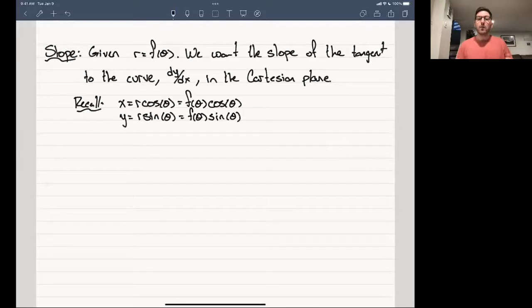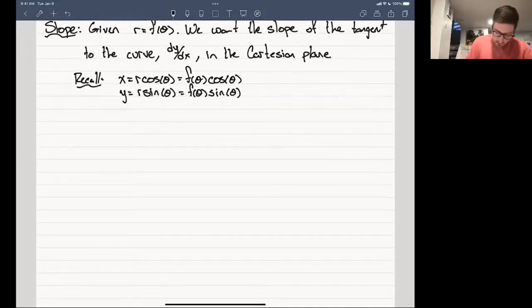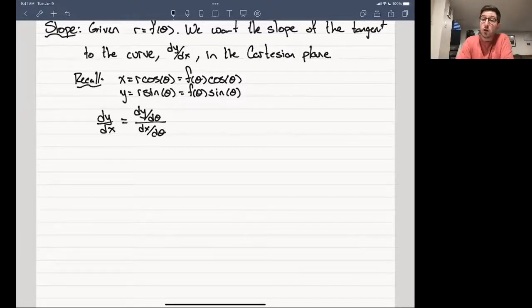Okay, and now what we want is dy by dx. So let's look at what this should be. Dy by dx is equal to, again, we're going to treat these things sort of like fractions. This is made rigorous using the chain rule for derivatives, but this is the same as the derivative of y with respect to theta divided by the derivative of x with respect to theta. So this is just like what we did with parametric curves. And now let's take a look at what this becomes.